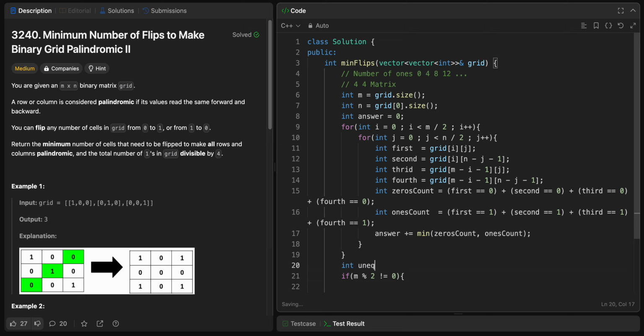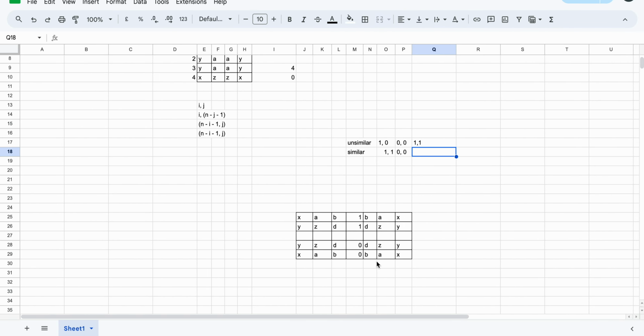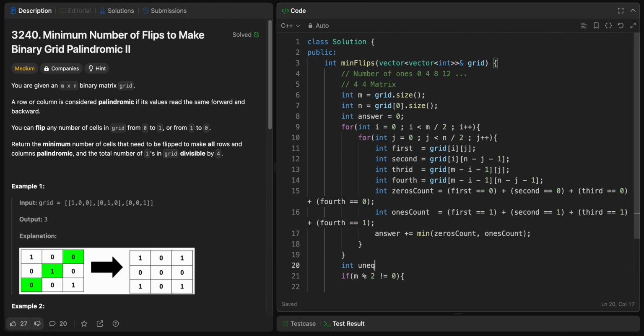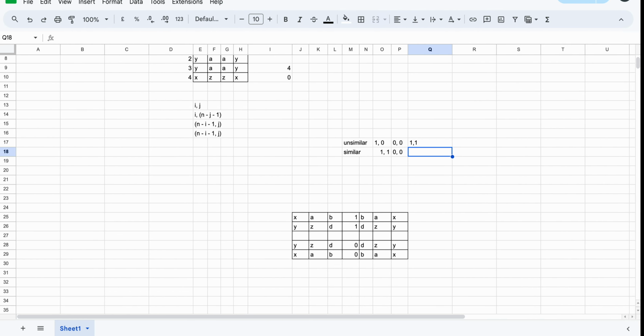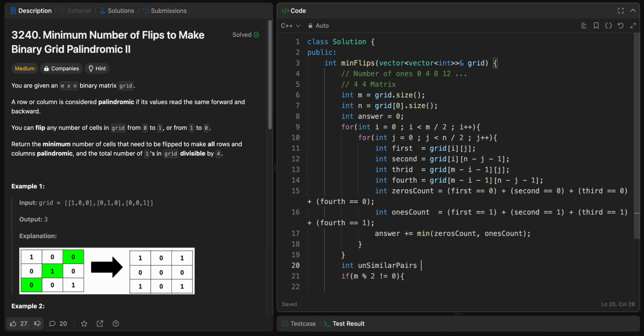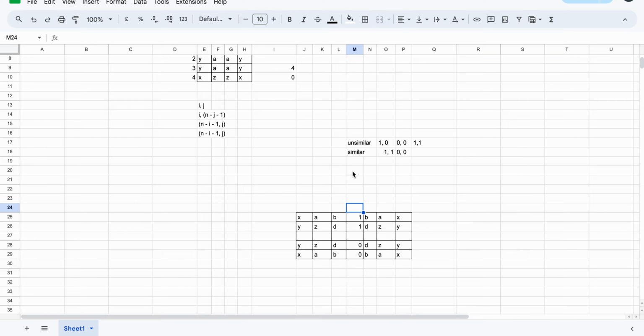As I told you, there would be unsimilar pairs and similar pairs, so I'll call it unsimilar pairs, which will be equal to 0, and int similar pairs would also be equal to 0 at the very beginning. These similar pairs, I'll count them only for 1, because for 0 there's no need of counting. If every element is 0, then it's automatically divisible by 4. But the condition that will provide us a possible error is if they are ones.